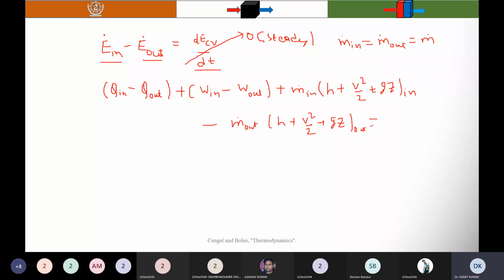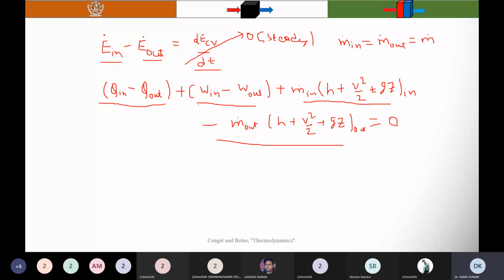equal to 0. I told you that energy can be transferred in the form of heat, work, and mass. So this is due to the heat transfer, this is due to the work transfer, and this is due to the mass transfer. Now you don't need to remember any equations. You just remember that deposit minus withdraw is equal to saving, and then you can analyze any device.